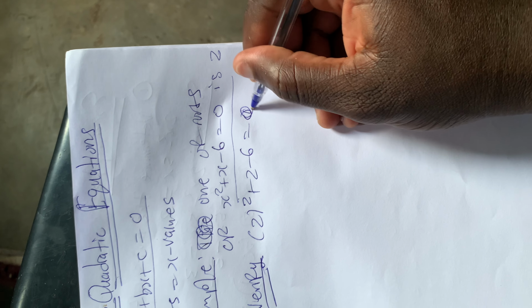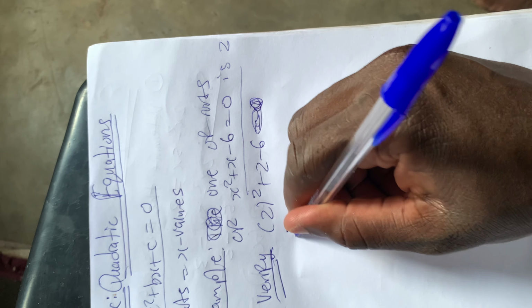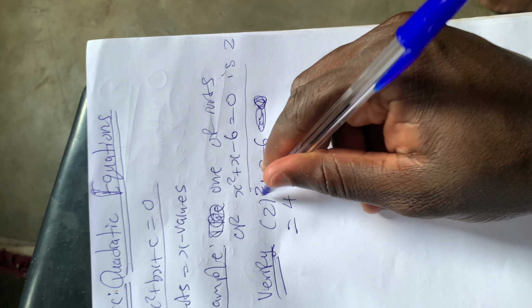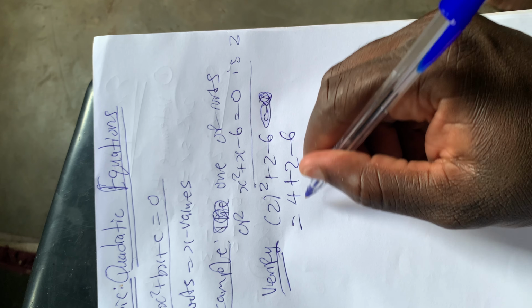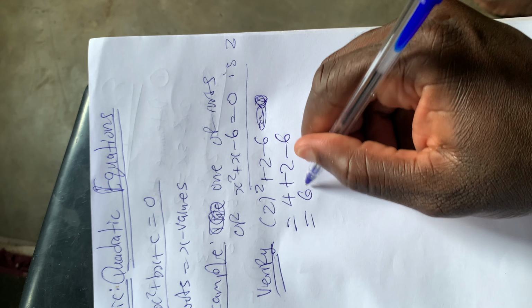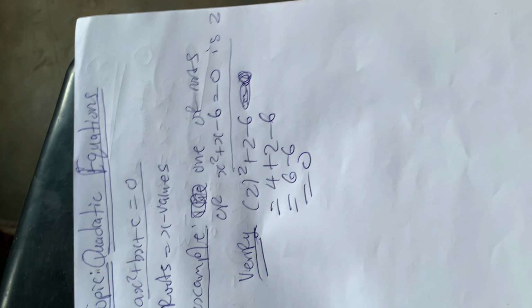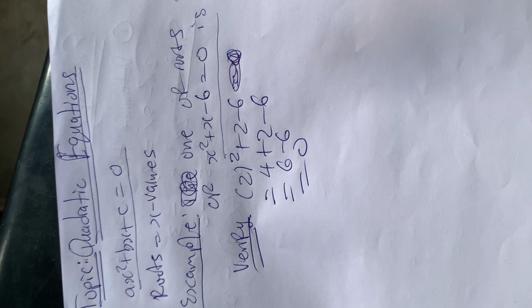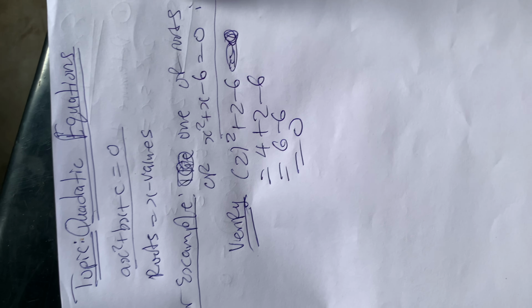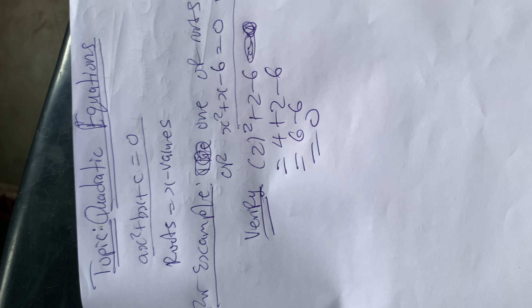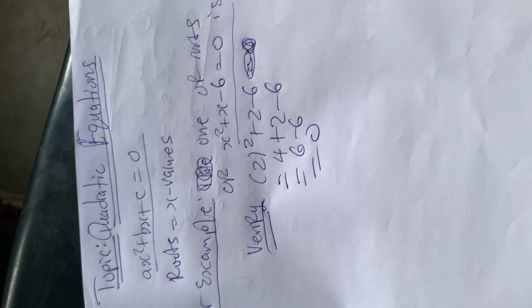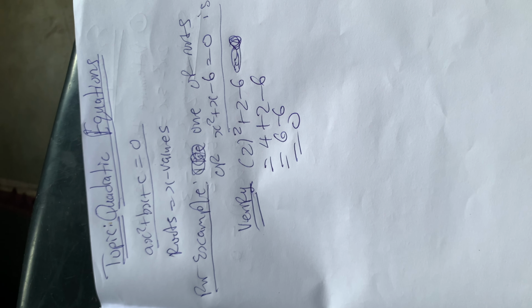2 squared is 4, plus 2 minus 6. This is just 6 minus 6, which is 0. That means that 2 satisfies this quadratic equation. Thus it is a root, so it's one of the roots. I was just giving you an example.